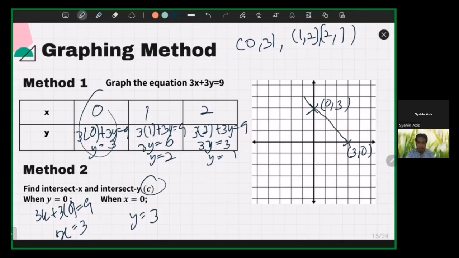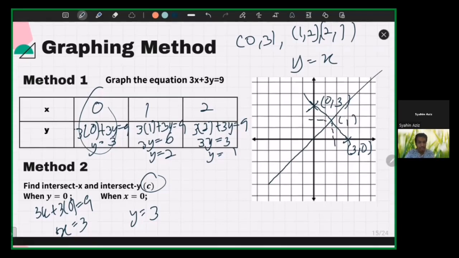And from the graphing method, we also can find the intersection point. For example, we use y equals x. So y equals x is this one, which is like this. And then we get the intersection point, like this. And we get the value like that.